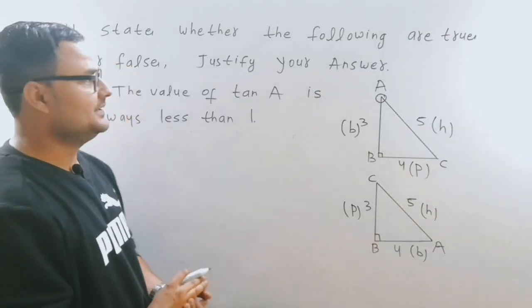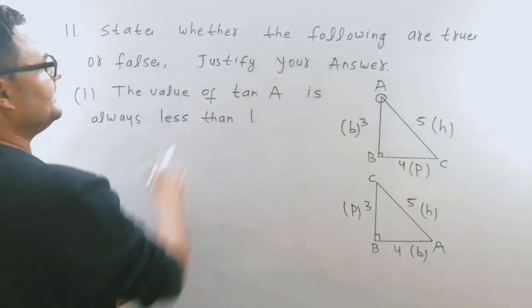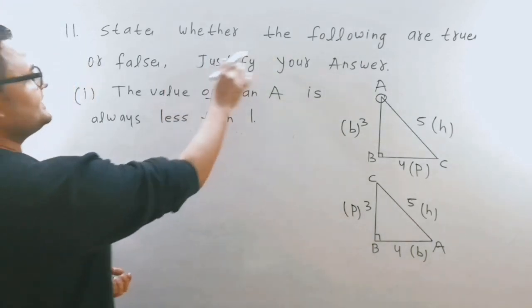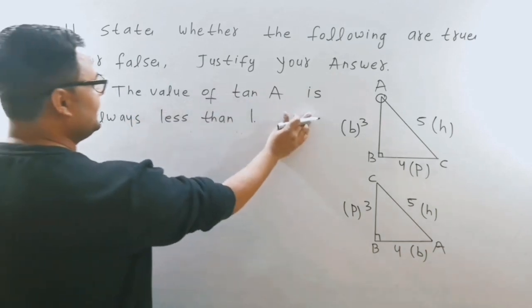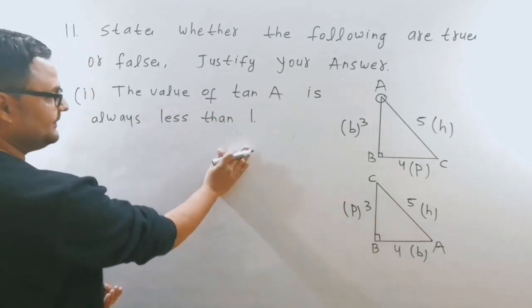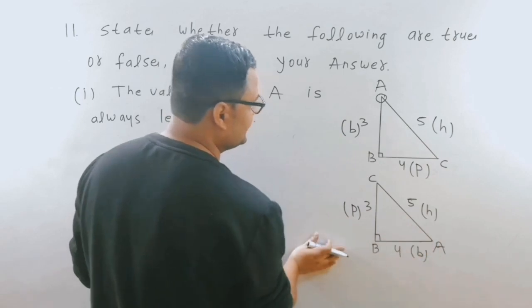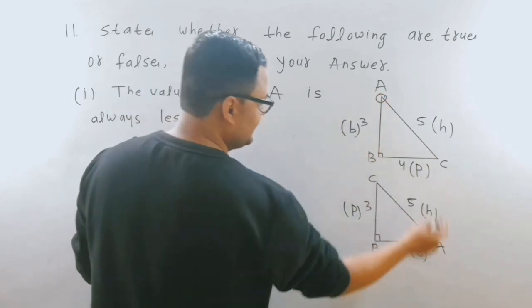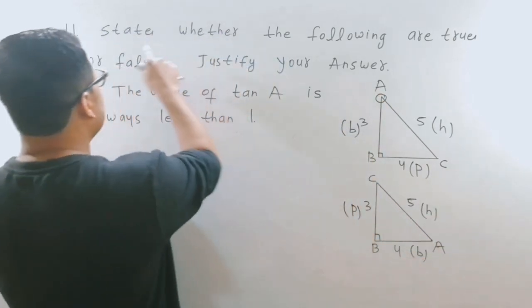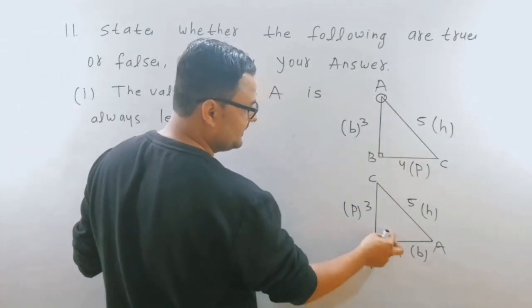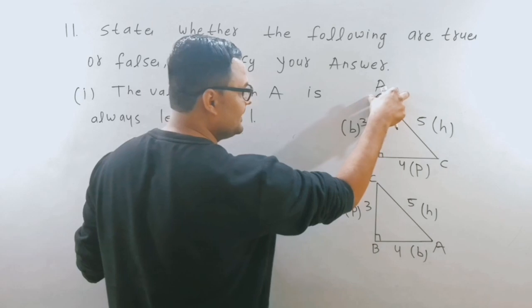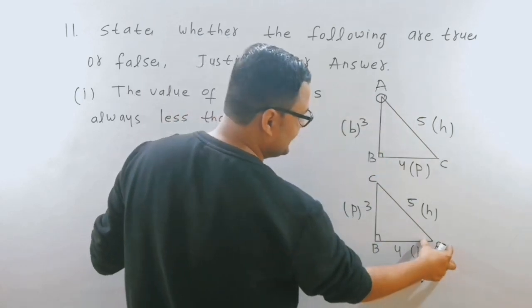Now question number 11. State whether the following are true or false. Justify your answer. First one is the value of tan A is always less than 1. Now I have taken two diagrams, ABC, again ABC. So it's given tan A. So angle A cannot come on the place of 90 degree. So angle A can come on this place or on this place.